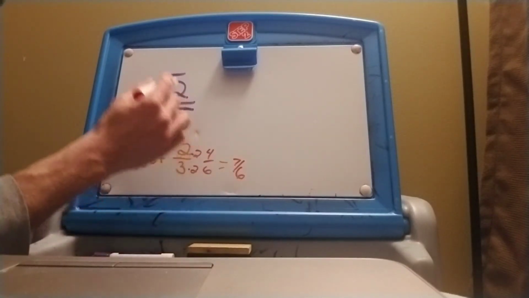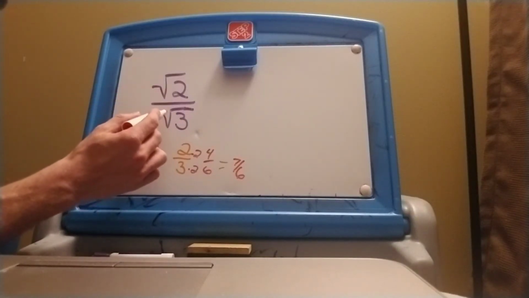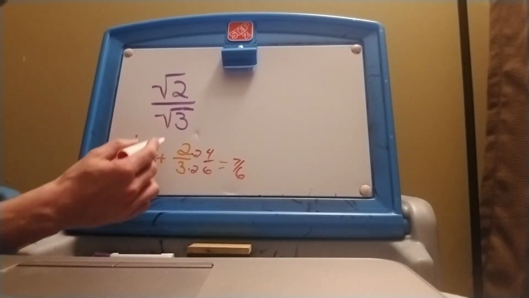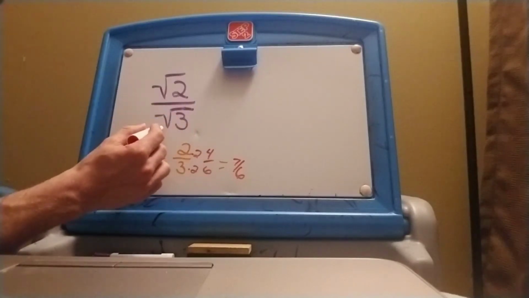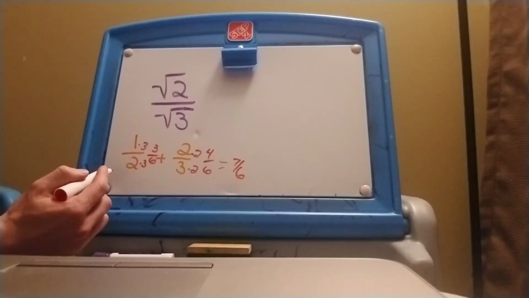So now, back to this problem. I want to keep this fraction equivalent to what it is. I need to multiply it by something that's going to help me get rid of the radical down here, but not change the value of the fraction. So, how are we going to do that?